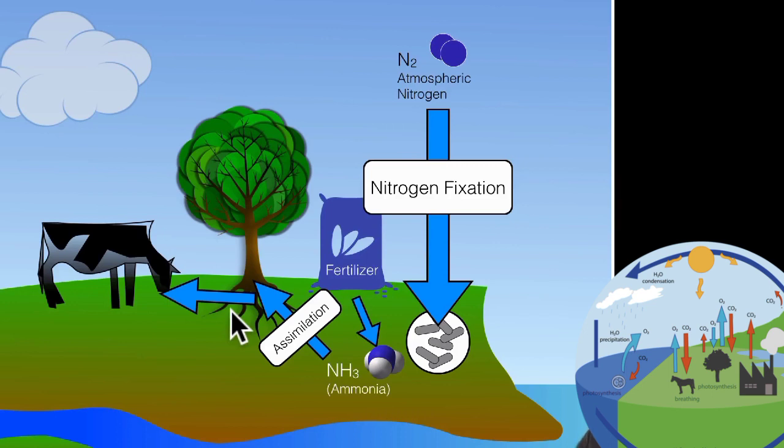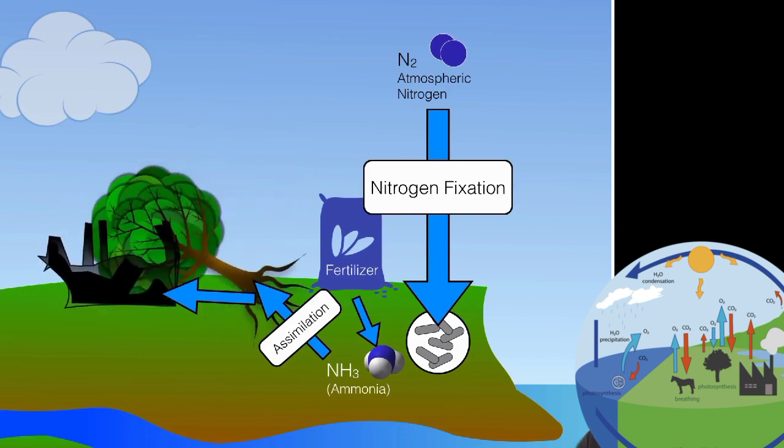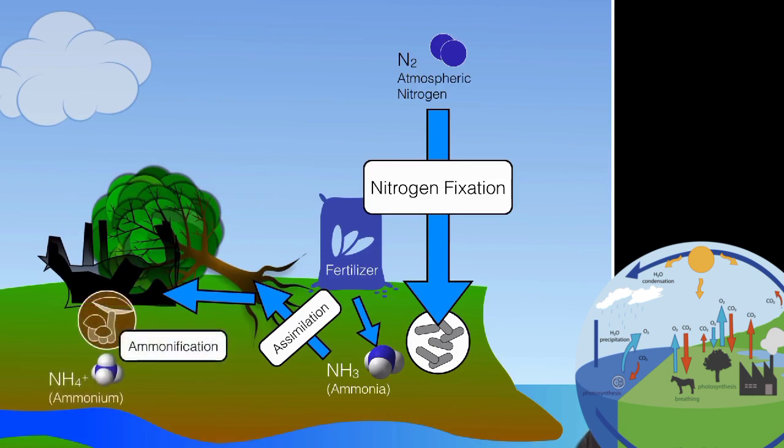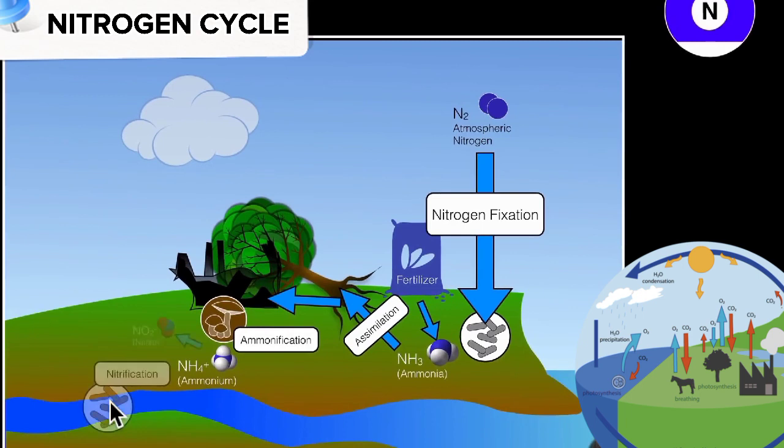Now, how does it get returned back to the atmosphere? It is kind of complex. What happens is we have death and decay, and so bacteria or fungi are going to convert that nitrogen into ammonium. And then we have other bacteria, nitrifying bacteria, that are going to convert that ammonium into nitrites and then nitrates. Now those nitrates can be leached, and they can move into the water supply of our planet.